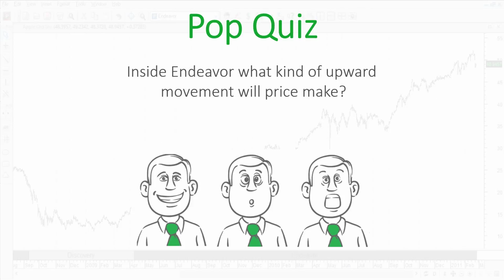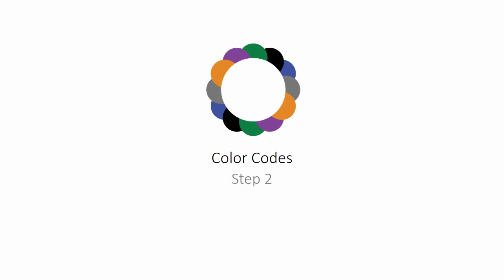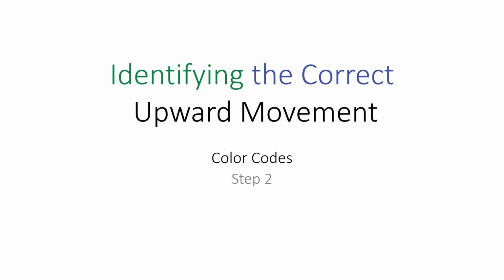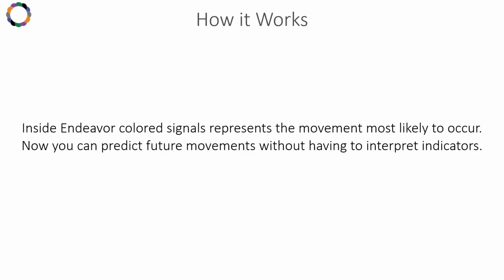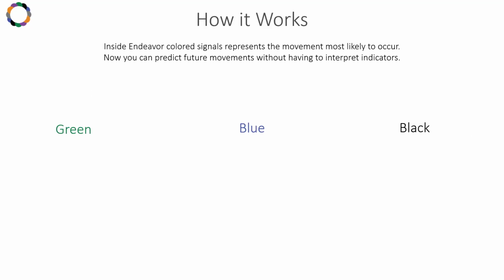Price can make a few different movements, which brings us to color codes, step 2. Identifying the correct upward movement. And this is how it works. Inside Endeavor, colored signals represent the movement most likely to occur. Now you can predict future movements without having to interpret indicators. We've identified basic movements that price will make while in the Endeavor category and labeled them with colored signals, making it easy for you to recognize them.